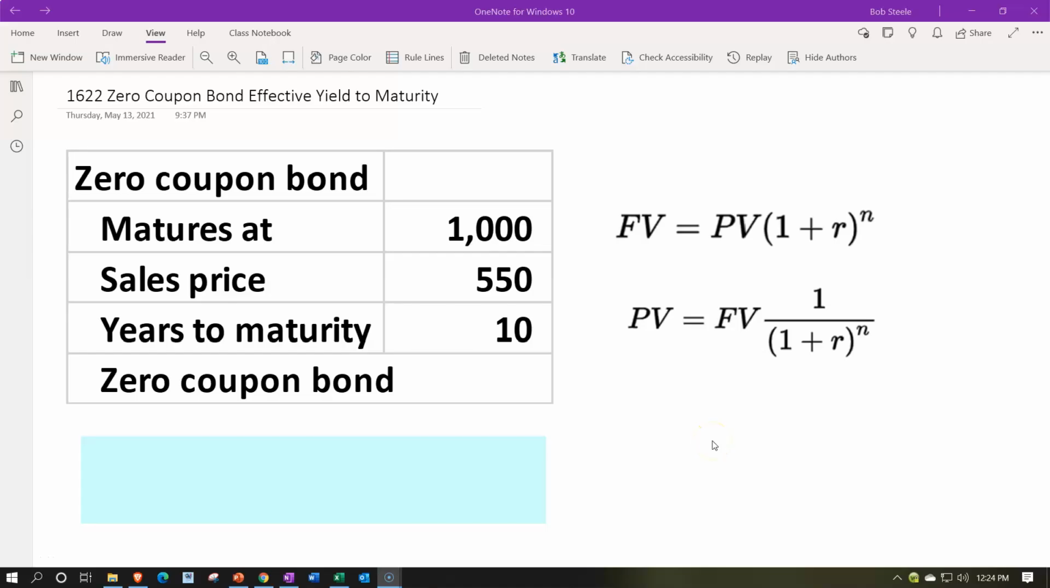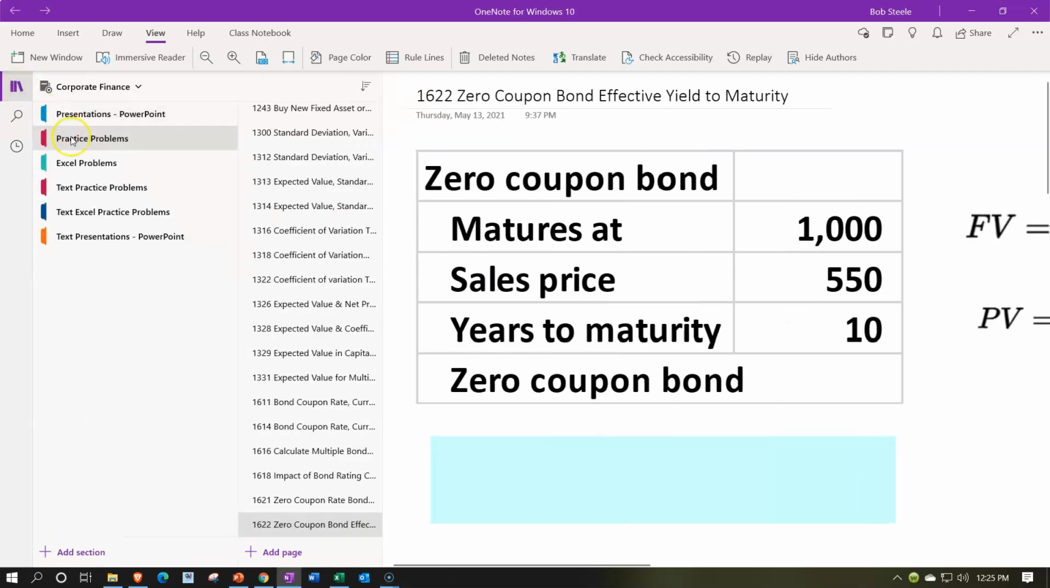Here we are in OneNote. If you have access to OneNote and would like to follow along, you're not required to, but if you would like to, we're in the icon on the left-hand side, in the practice problems, then down in the 1622 zero coupon bond, effective yield to maturity tab.